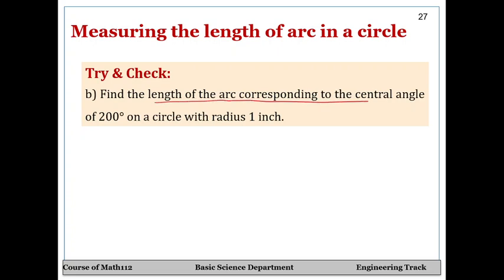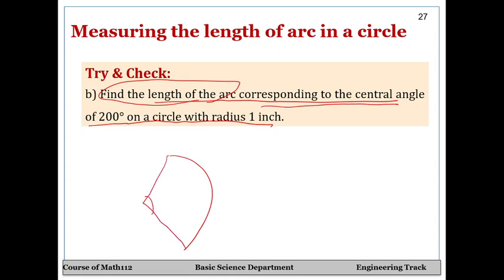Find the length of the arc corresponding to the central angle of 200 degrees on a circle with radius 1 inch. So okay, it's asking the length of the arc corresponding to a central angle of 200 degrees. Okay, it cannot be like this, it has to be something like this, maybe, because it will be bigger than a straight angle. So we can say this is 200 degrees now. So this is 1 inch. What can you say about the arc length? So again, S is equal to theta times R.